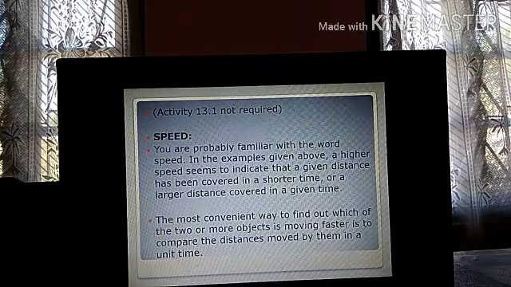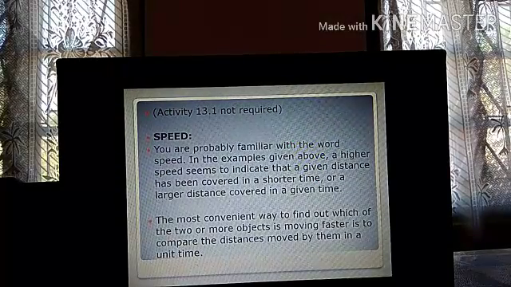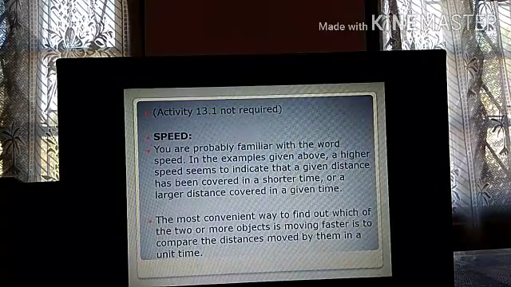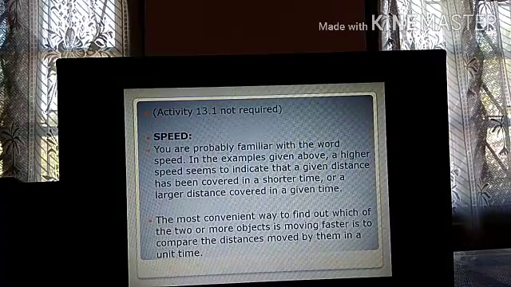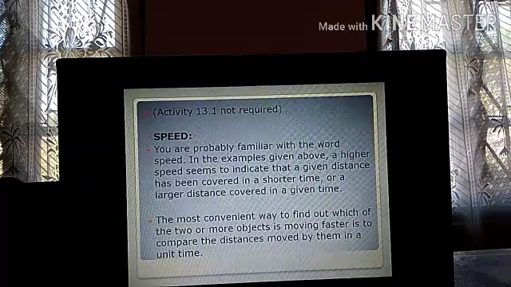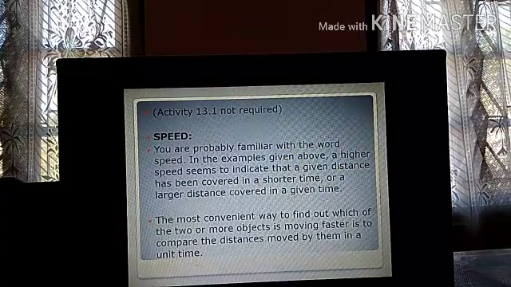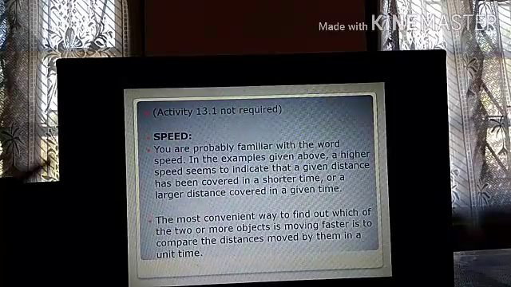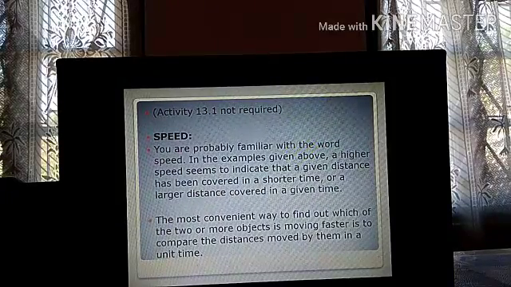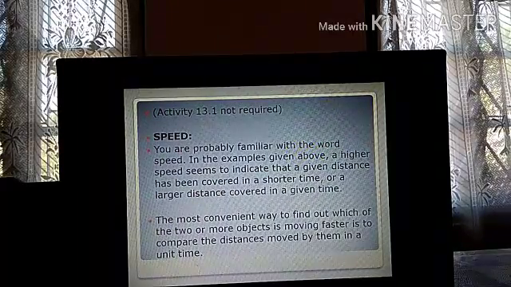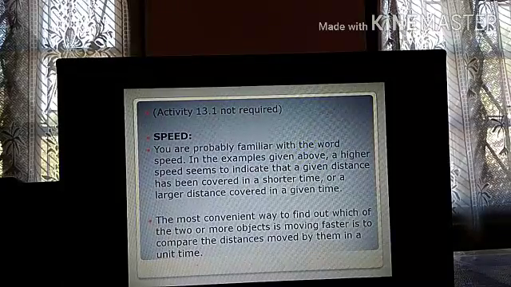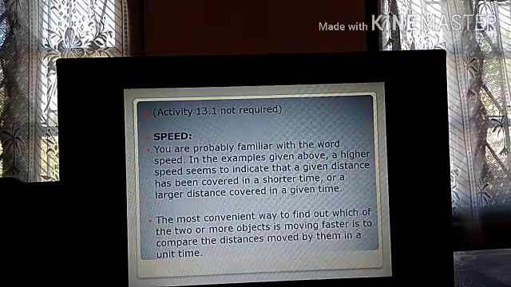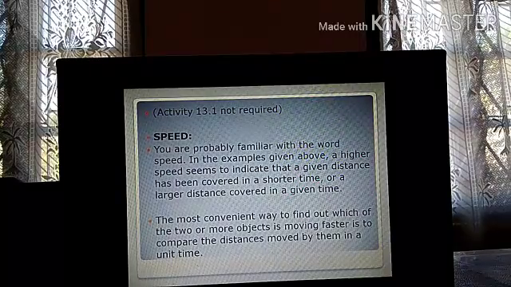The bus driver's, definitely. Why can you say that? Because a bus will take less time to cover a larger distance compared to the rickshaw puller, who will definitely take more time to cover that particular distance, isn't it? So a given distance has been covered in a shorter time, or a larger distance has been covered in a given time. If the time taken is quite short, then definitely the speed will be more, and if the time taken is quite huge, then definitely the speed will be less.